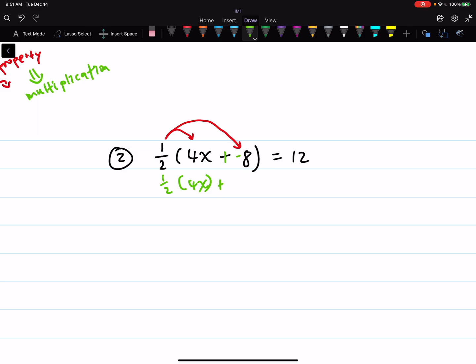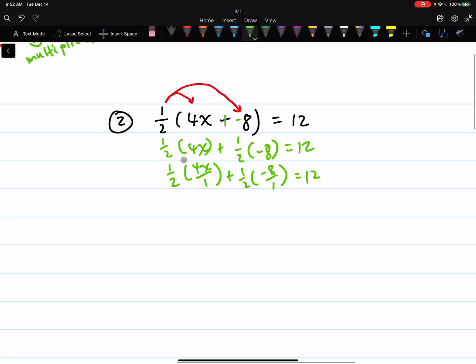And then that would be plus, right? Bring the plus sign down. 1/2 times -8 is equal to 12, okay? So 1/2 times 4x, half of 4x is just 2x, right? But I'll show you the entire work for it if you want to see it. 4x in fraction form is 4x over 1. And then -8 in fraction form is over 1 like that. And so 1 times 4x is 4x. 2 times 1 is just 2.